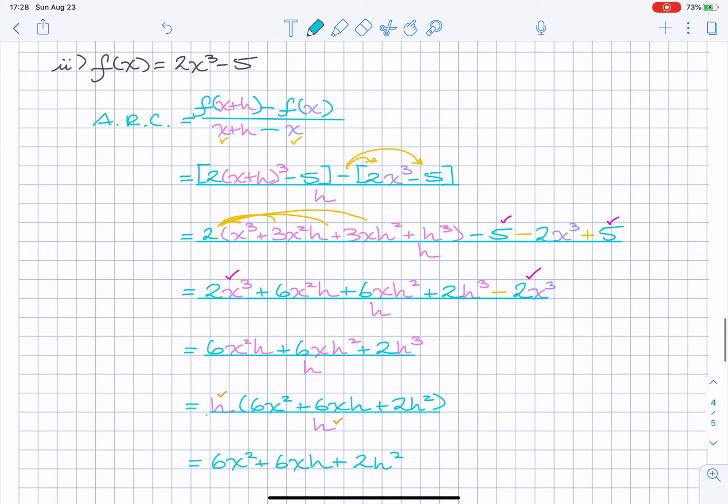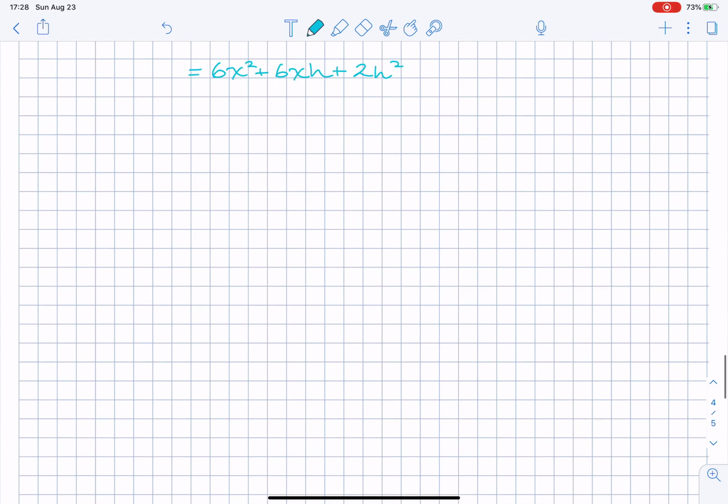That was fun now, wasn't it? Okay, let's do one more of these for good measure. Third time's a charm. Okay, so we have that f of x is equal to the square root of x minus 1 on the same interval from x to x plus h.